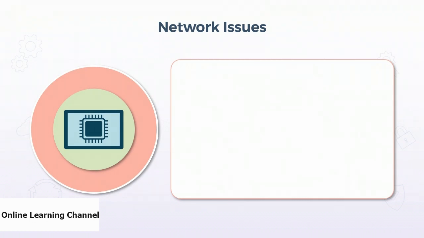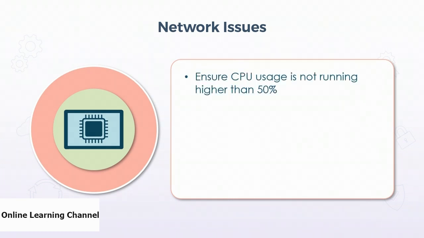CPU usage is an indicator of load. If your application is overloaded, its network response will be degraded. So make sure the CPU usage on your application's host is not running any higher than 50%. And if it is, consider distributing your load to different hosts.